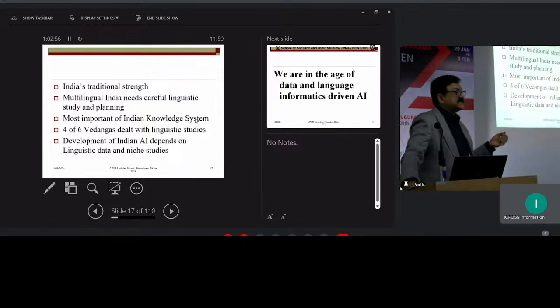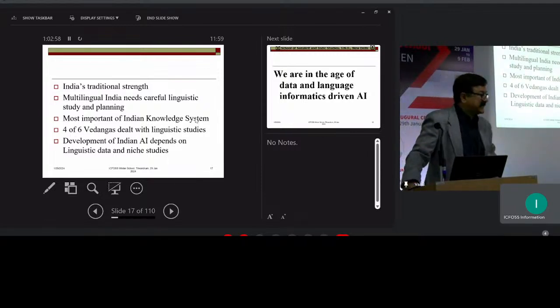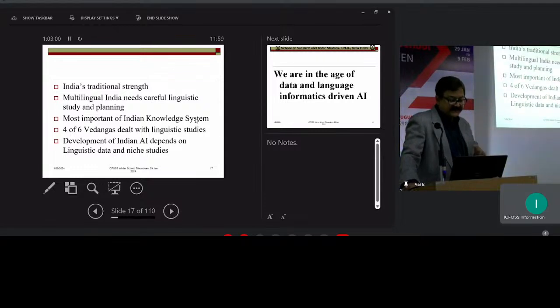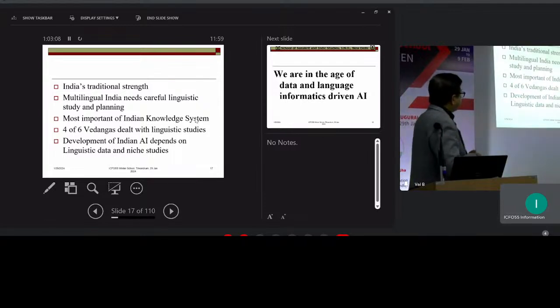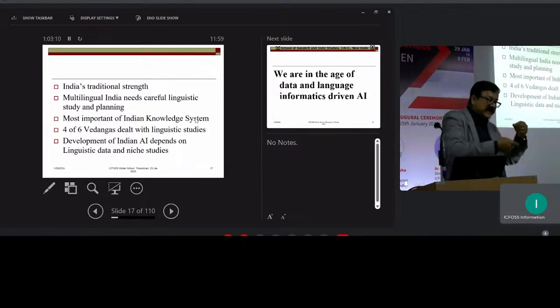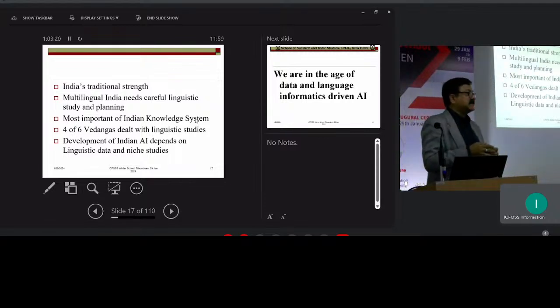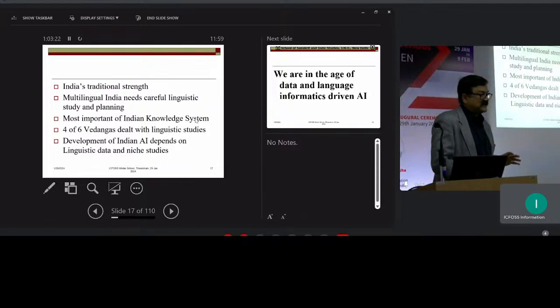And linguistics has been the most important discipline in India's study. Let us say 4 or 6 linguistic sciences. And development of Indian AI depends on linguistic data and rich systems, because we have to train our AI, our language model, from our data. Our data is our languages. Our languages are mixed. Our languages are unique in many aspects. So we have to understand the linguistics of India very carefully. Unless we do that, there will be no good system coming out of it.